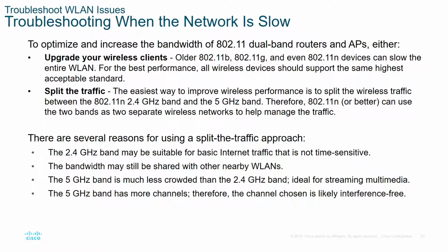The 2.4 GHz band may be suitable for basic internet traffic, which is not time sensitive. The bandwidth may still be shared with other nearby WLANs. The 5 GHz band is much less crowded than the 2.4 GHz band, ideal for streaming multimedia. And the 5 GHz band has more channels, therefore the channel chosen is more likely interference-free.